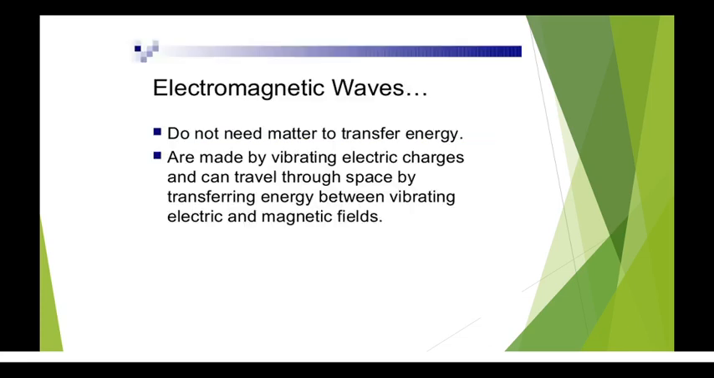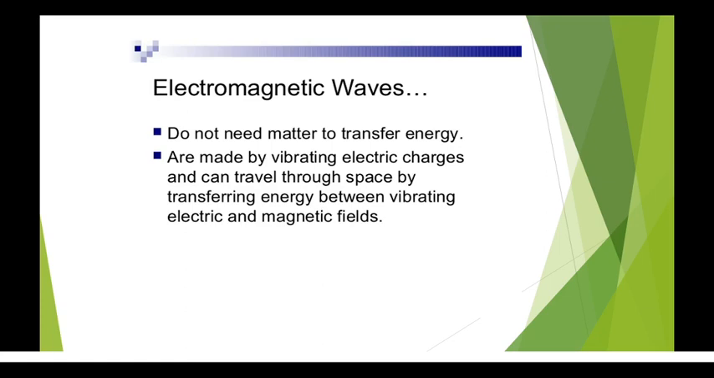We know that electromagnetic waves do not need matter to transfer energy. They can travel through vacuum. And how are these electromagnetic waves produced? They are made by vibrating electric charges and can travel through space by transferring energy between vibrating electric and magnetic fields.